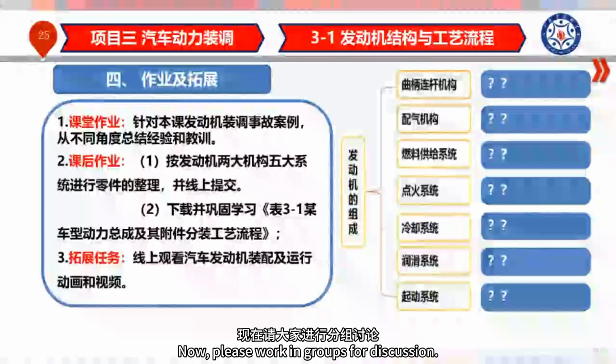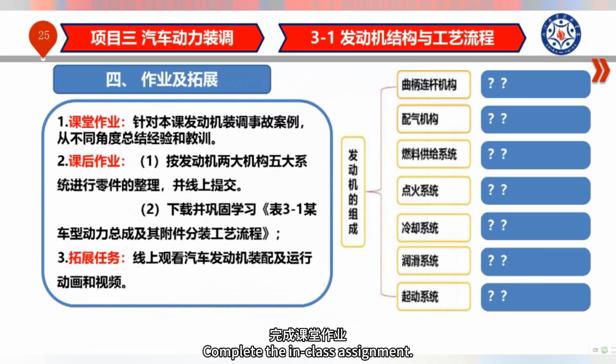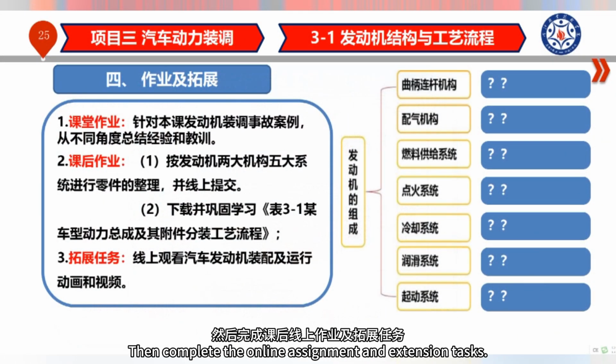Now, please work in groups for discussion. Complete the in-class assignment. Then complete the online assignment and extension tasks.